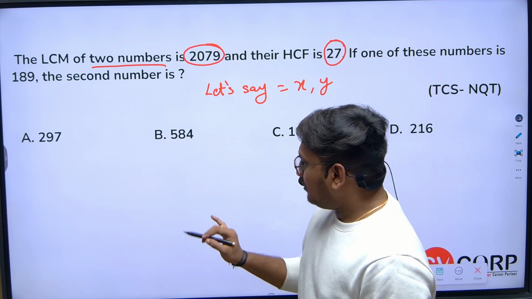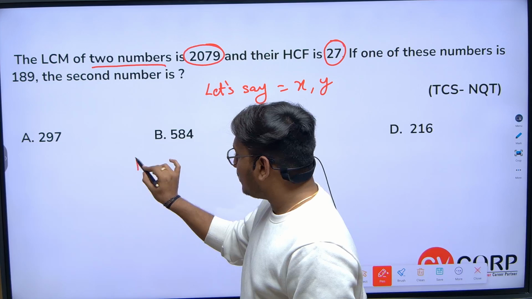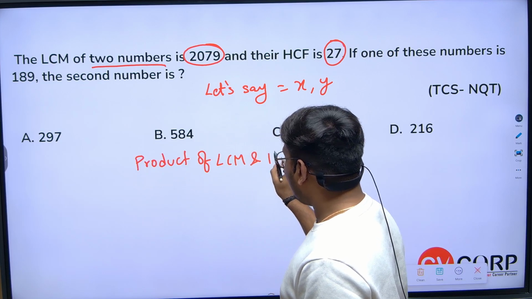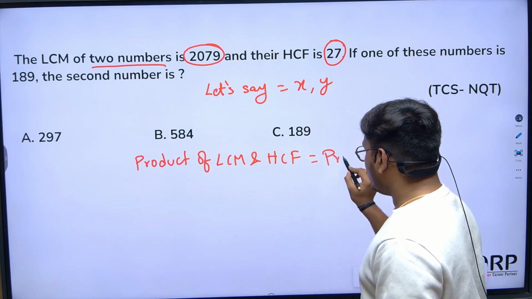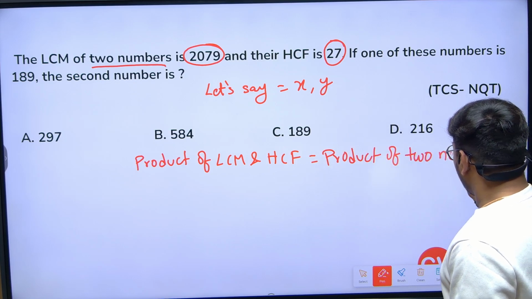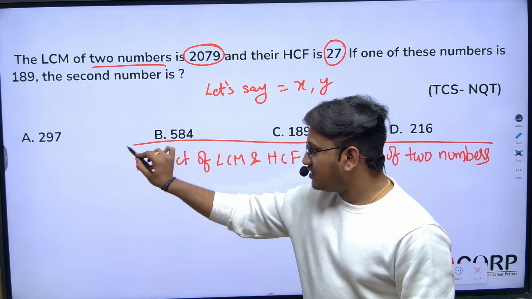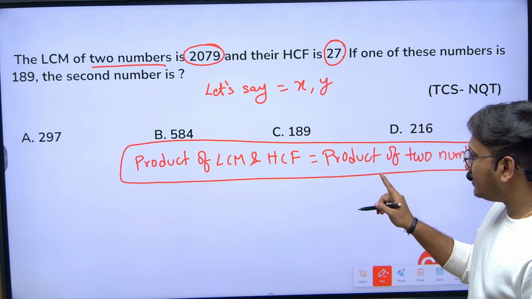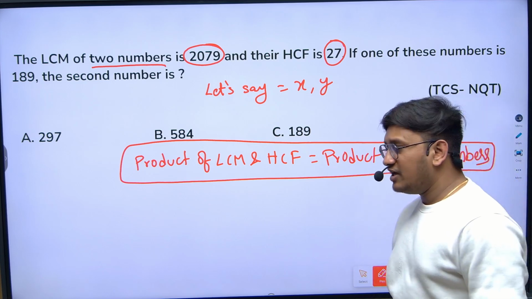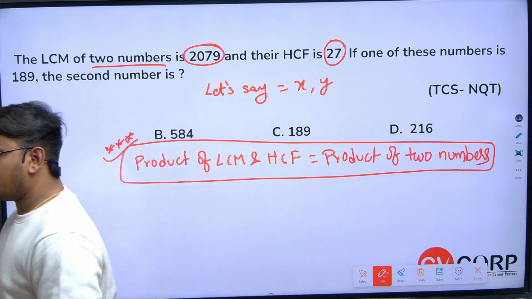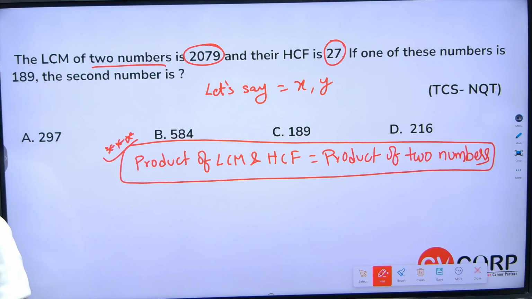Now, we have a rule in LCM and HCF. The product of LCM and HCF is equal to the product of two numbers, and mostly they will give you the relation like this. If you are not aware of this particular formula, please make a note. This is very, very important and one of the best applications in LCM and HCF.